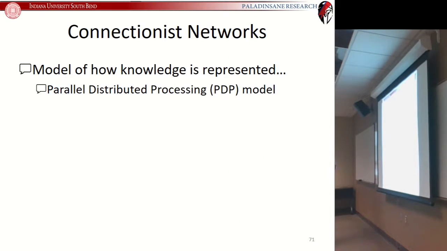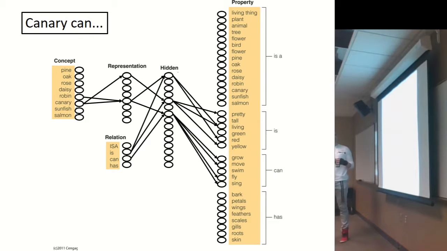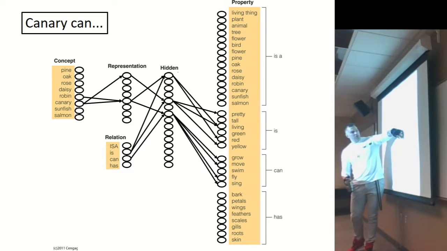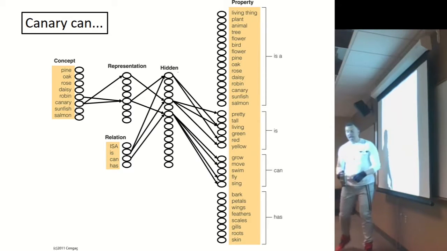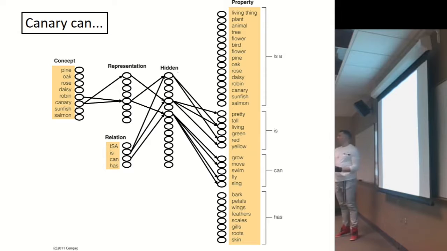All right, so that's your somewhat simpler example. And you can imagine just how incredibly complex this is going to get, because we've only touched on 1, 2, 3, 4, 5, 6, 7, 8 things about canaries and robins in this network, and we haven't even looked at any of the other concepts. You can imagine what the connections get to be like in a fully fledged connectionist network.